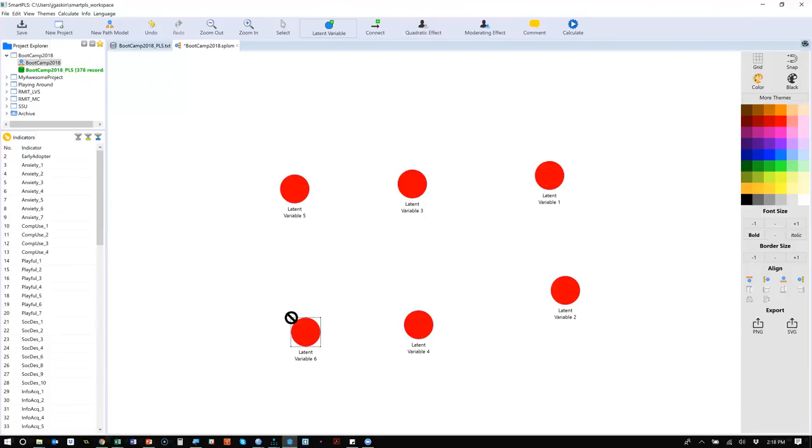We also had 2 control variables, age and experience. Now, age and experience are not latent, right? They're observed. But SmartPLS can only handle variables connected to latent factors. So we're going to treat them as if they were latent, even though they only have 1 indicator.